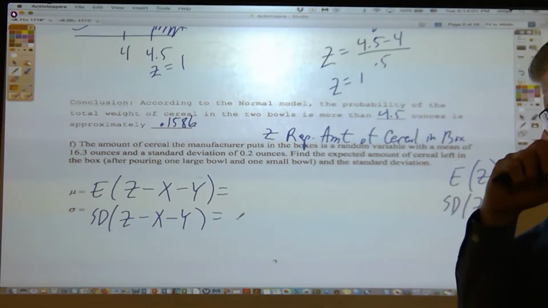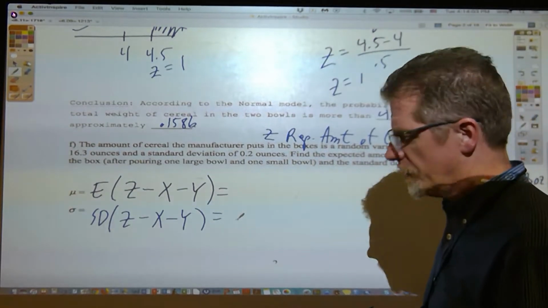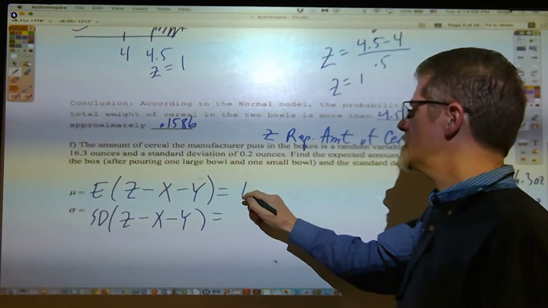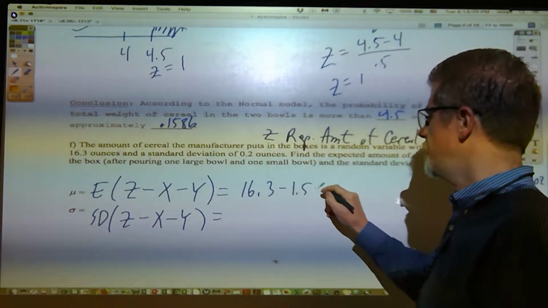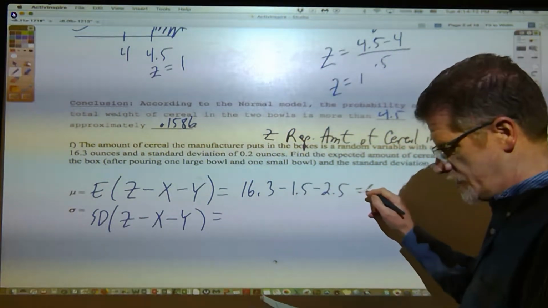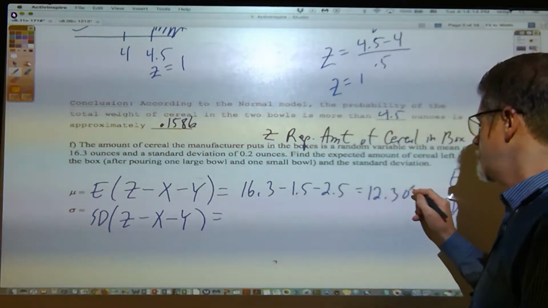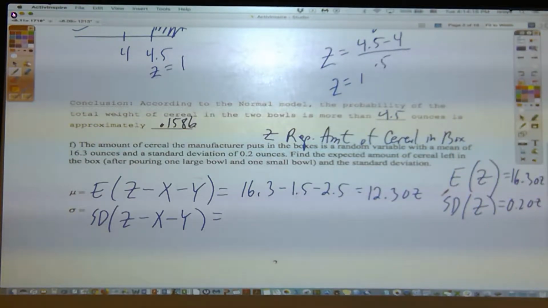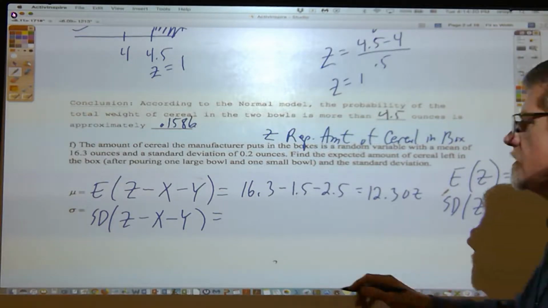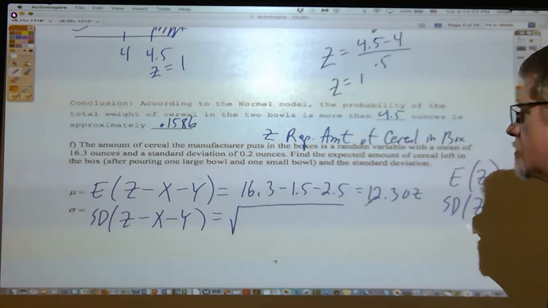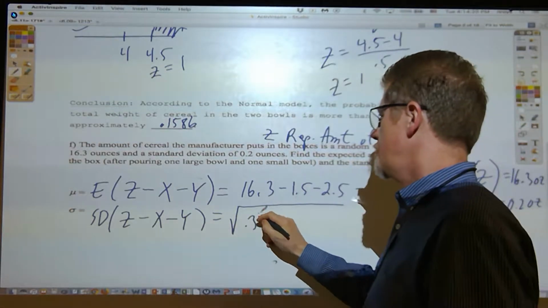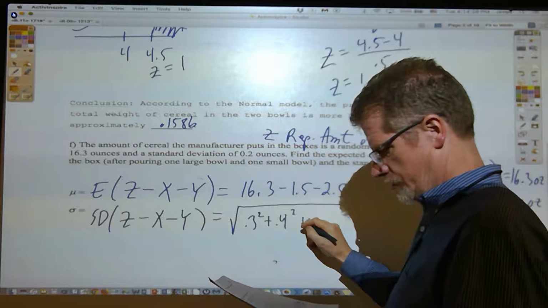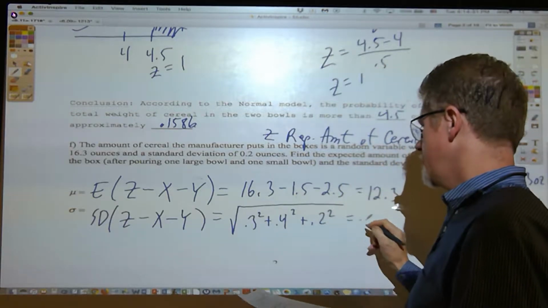And we're back. So for the expected value of Z, you're basically going to take 16.3 minus 1.5 minus 2.5. So that should come out to 12.3 ounces. Basically 16.3 minus 4. And then the standard deviation is going to be the square root of the sum of the variances. So 0.3 squared plus 0.4 squared plus 0.2 squared.